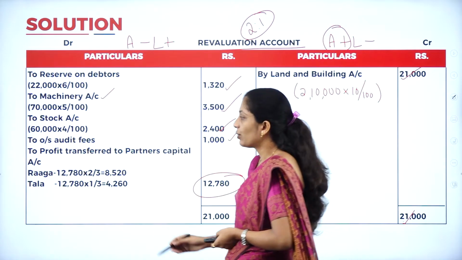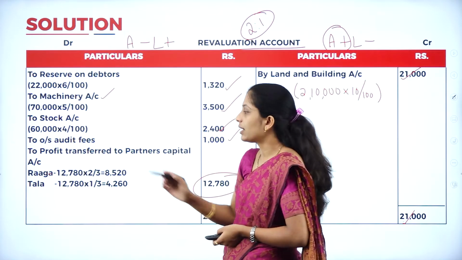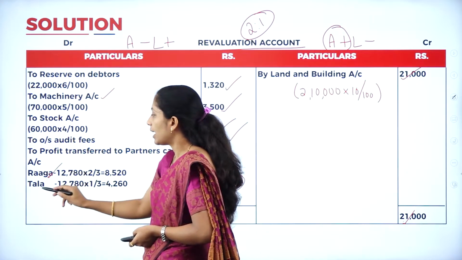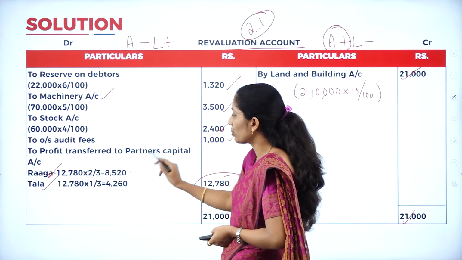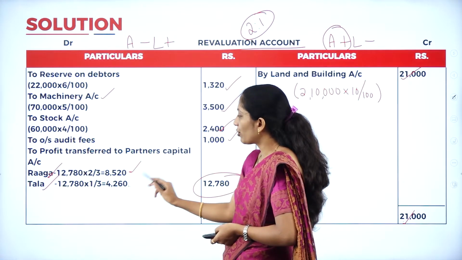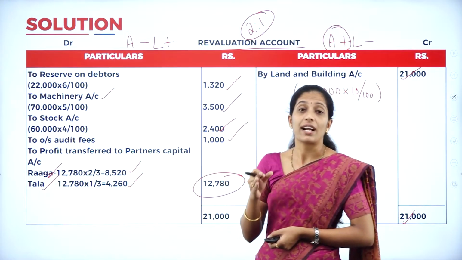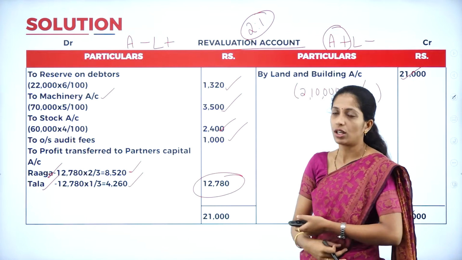So transfer profit to partners capital account. Who are the partners? Raga and Tala. What is the profit? 12,780 into 2 divided by 3. We'll get 8,520 and 4,260, if you divide in 1:1 ratio. So this is about revaluation account.